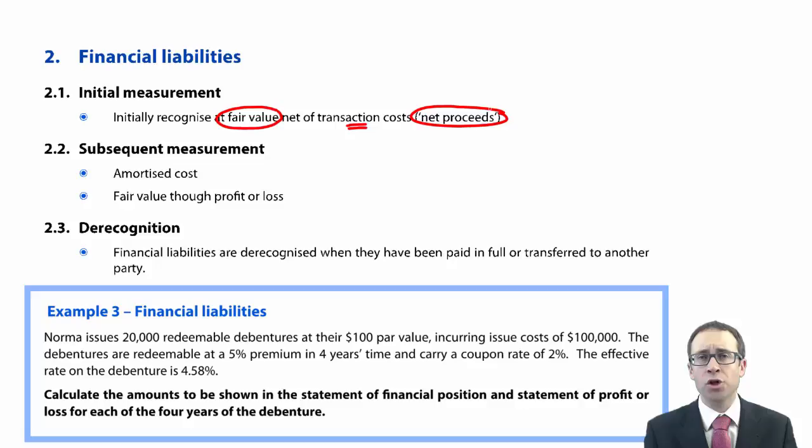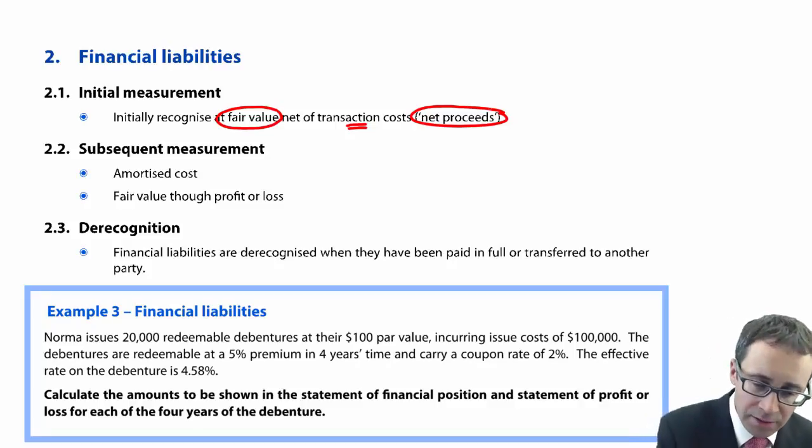Because you've received 2 million as the proceeds, you've paid 100,000 as the transaction cost. The net amount that you've received is the 1.9 million, isn't it? So you debit your bank, credit your financial liability with the 1.9 million. So do be careful if there are transaction costs. You deduct them from the amount of cash that you have received on issue of the debt.